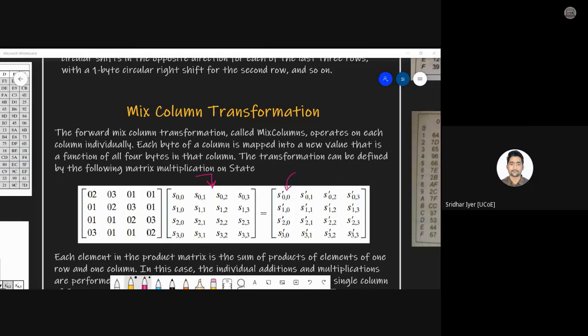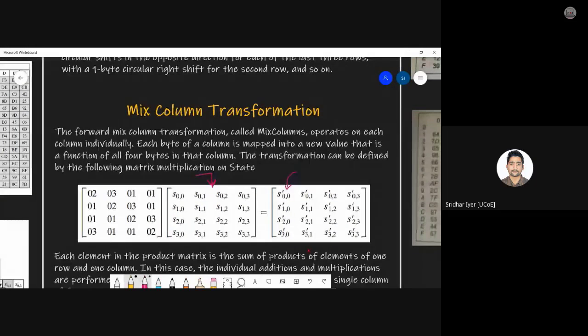Fine. We have to multiply this matrix or state array with a predefined matrix. This you have to remember. It's very simple. Just remember the first row and keep on shifting it right by one bit. You see the first row is 02, 03, 01, 01, again in hexadecimal values. Second row is 01, 02, 03, 01. So basically it is right shifted by one bit if you see it carefully. Okay, so this is a predefined matrix. You have to multiply your state matrix with this matrix and you will get the answer.